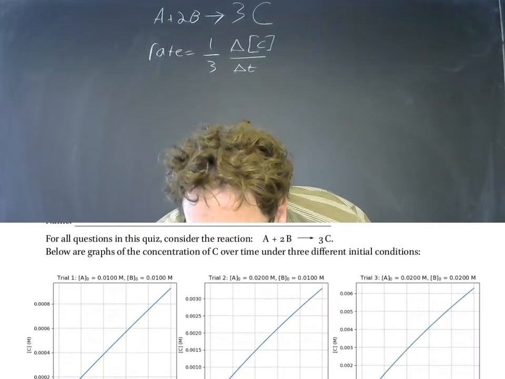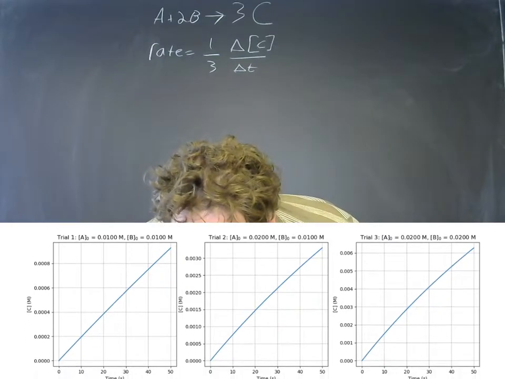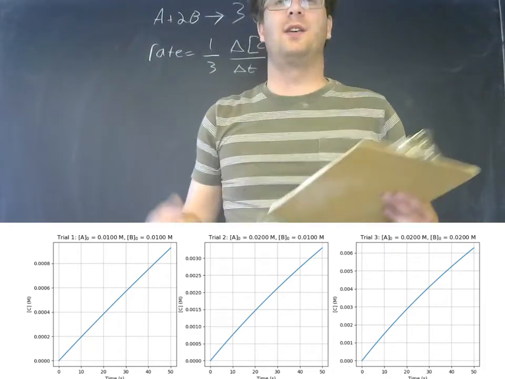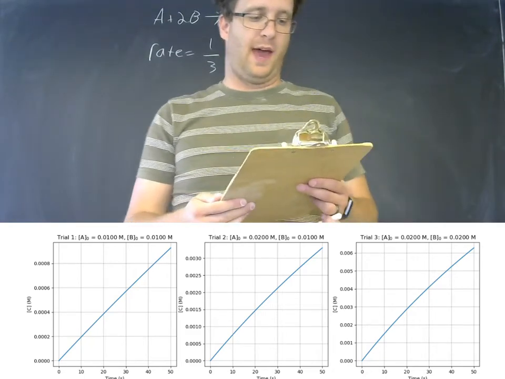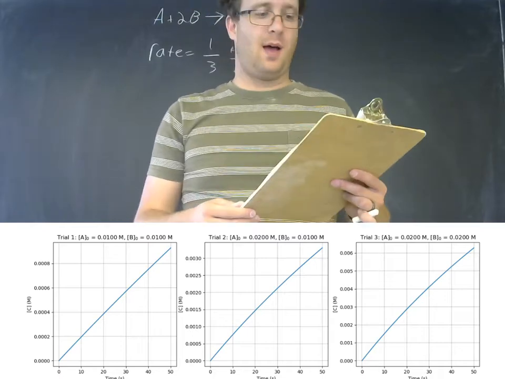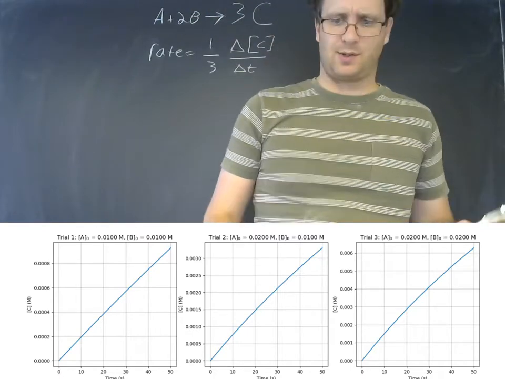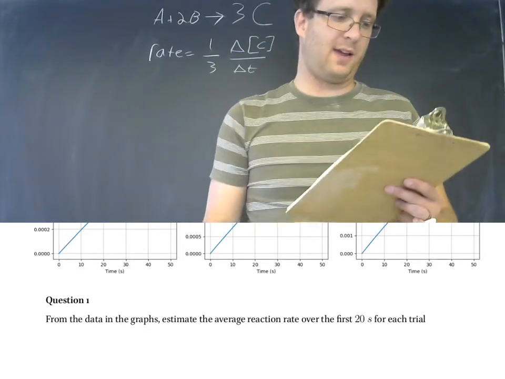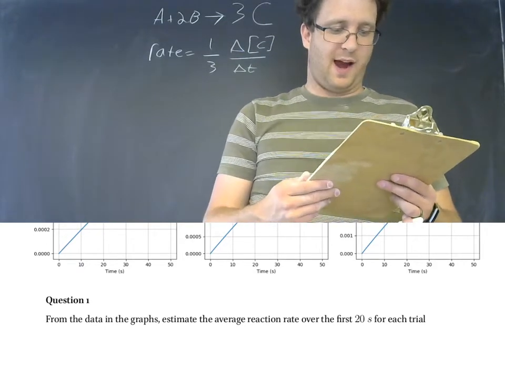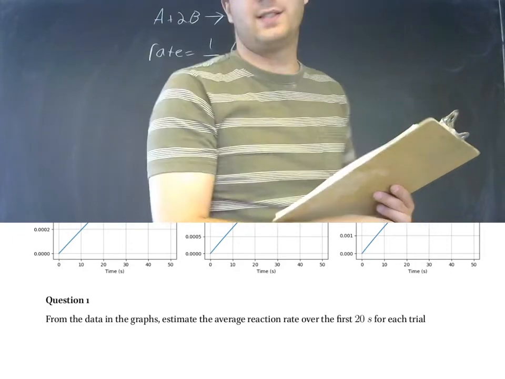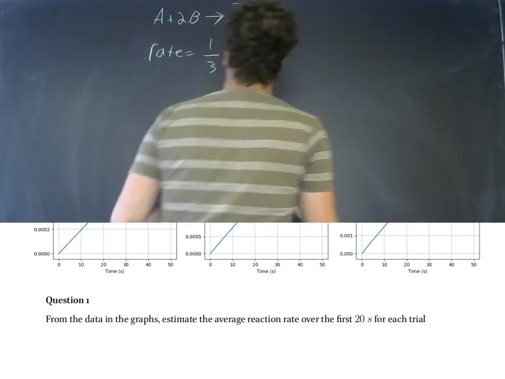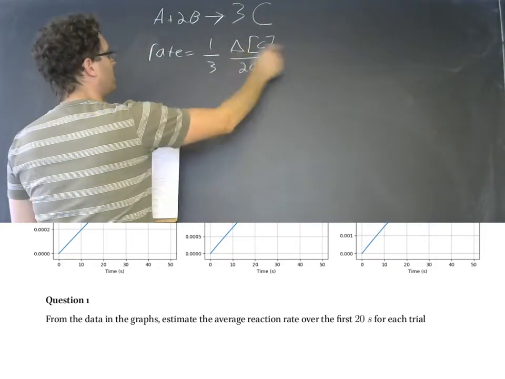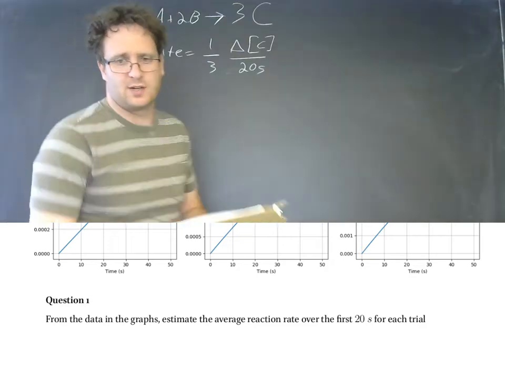And so these graphs are given under 3 different conditions. The initial concentrations of A and B are given at the top of each of those 3 graphs. And question 1 is, from the data in the graph, estimate the average reaction rate over the first 20 seconds of each trial. And that means that for all of these, our delta T is going to be 20 seconds. And we really just need to figure out what is the change in concentration.